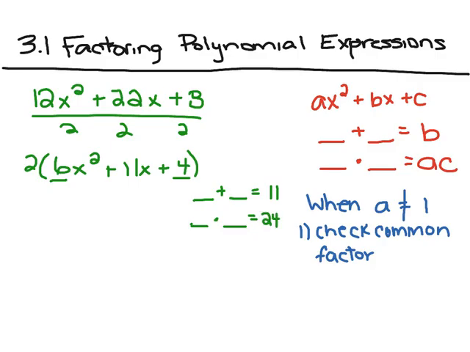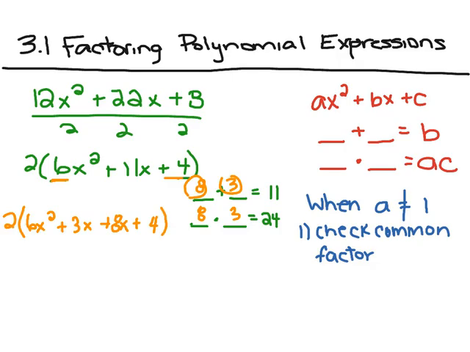So if you look through the factors of 24, 8 plus 3 and 8 times 3 make 11. So we want to write our 11x as 3x and 8x. And because this is a 6, and this is a 3, and this is a 4, and this is an 8, we want to put those beside common factors. So you have 2 times 6x squared plus 3x plus 8x plus 4.